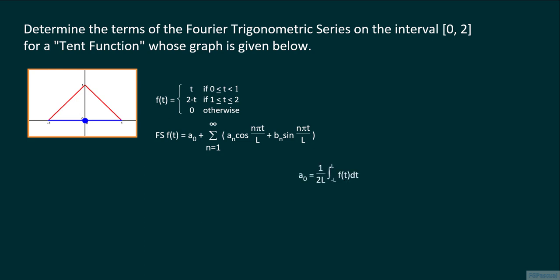A sub 0 is given by the formula 1 over 2L times the integral from minus L to L of f of t. For n greater than 0, these are the formulas for a sub n and b sub n. The constant L is the right endpoint of the interval of definition of f. Minus L is the left endpoint.